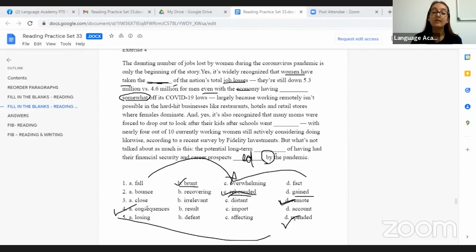There cannot be one result for so many people. 5.3 million women have lost their jobs, and we can say one result? No, there will be a lot of consequences about their financial security, about their career prospects, dashed by the pandemic. And by means a passive statement, so ed will come, ing cannot come in that case.